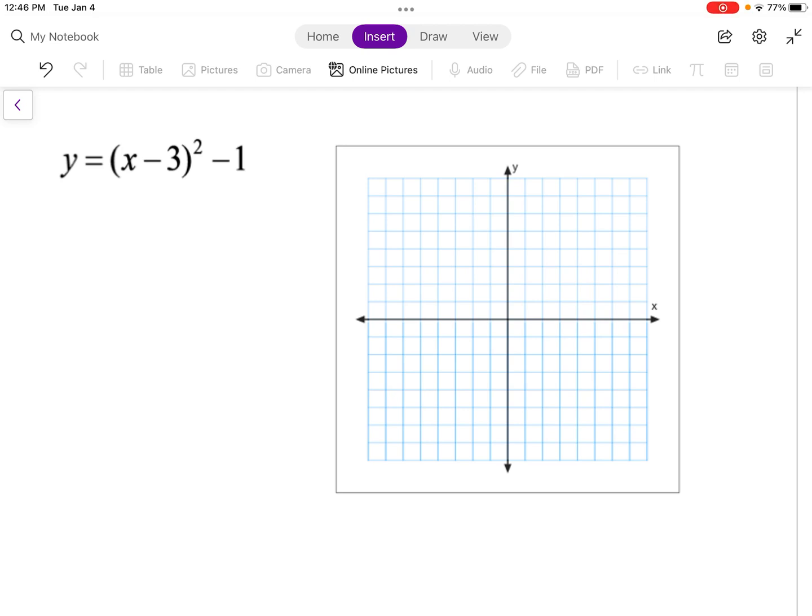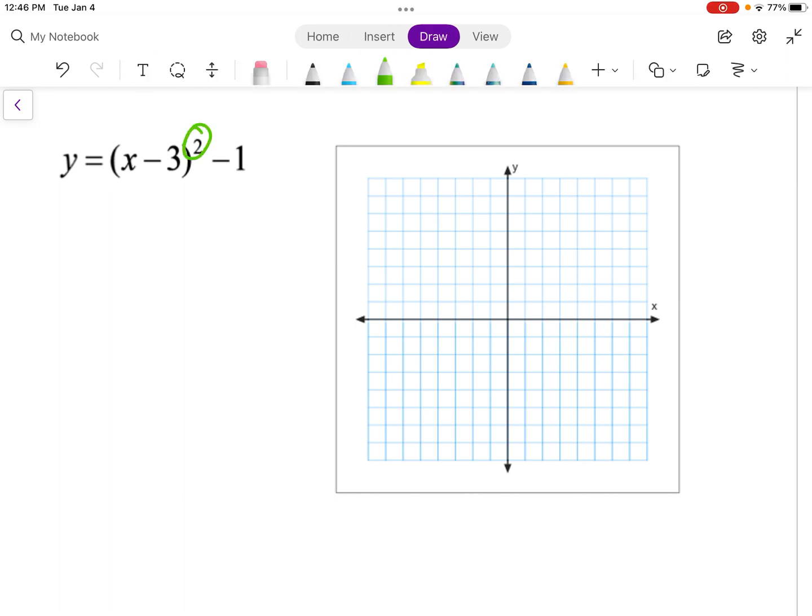Before we get started into what we're going to talk about today, I just wanted to review a little bit. So if I ask you to graph this quadratic equation, we know it's quadratic because of the square. That tells me it's quadratic. That tells me it's a parabola. And then we know it's been shifted right 3 and down 1, just using transformations. So I'm going to go right 3, down 1.